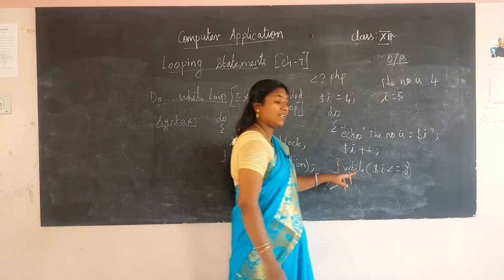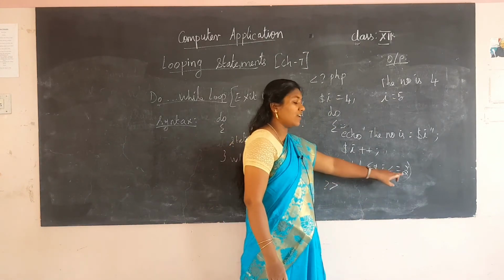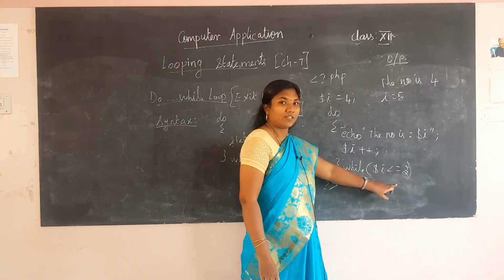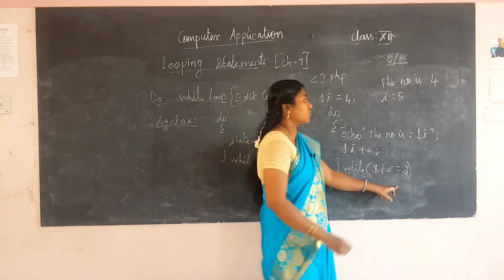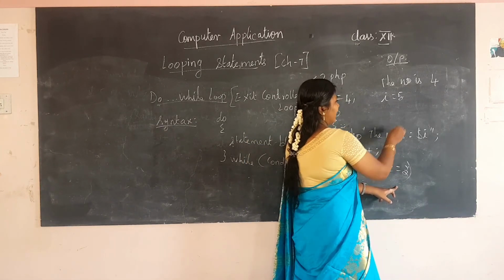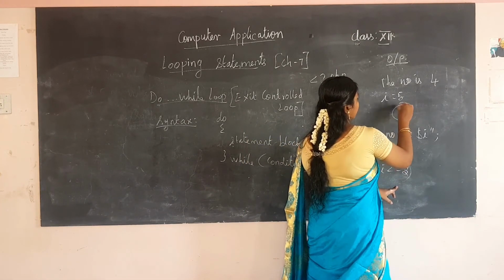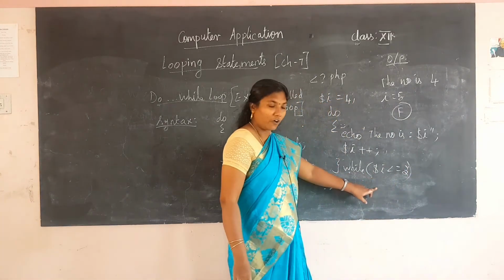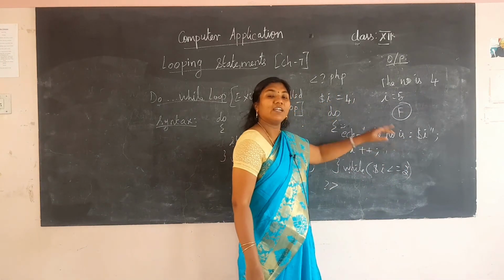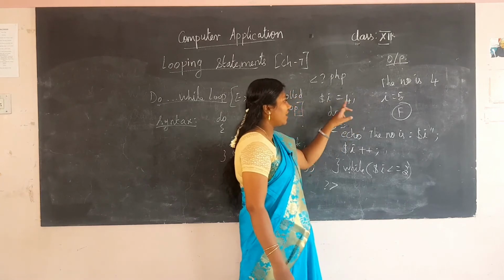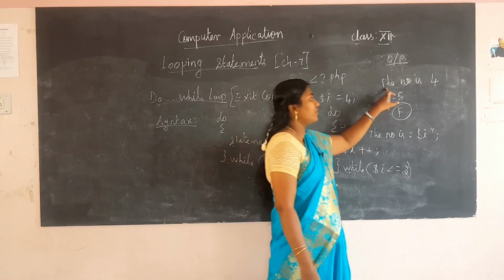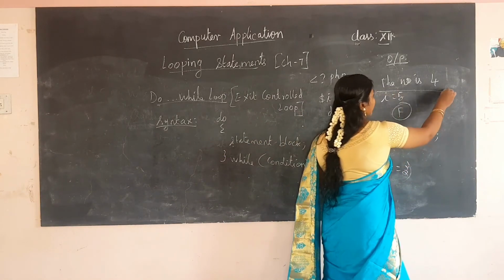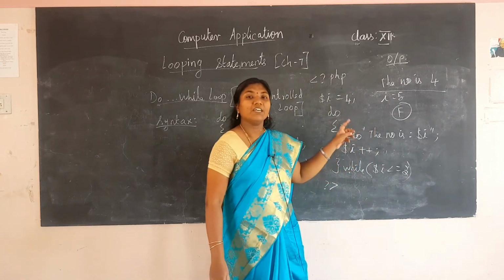Now only it will check the condition. So, 5 is less than or equal to 3, whether the condition is true or false. The condition is false. So, it will not get inside the loop again, as the condition is false. Though the condition is false, the statement will be executed at least once. Okay. So, $I is equal to 4, therefore the statement the number is 4 is executed once. So, this is the do while loop.